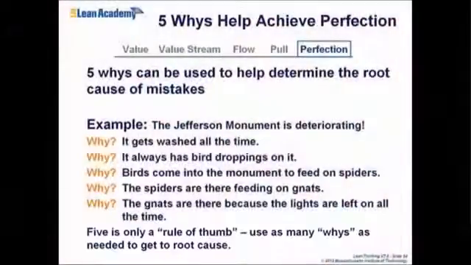Of course, I had somebody in a class a couple times ago that said, why are the lights on all the time? Because it's in a bad neighborhood. But so maybe 5 is not the right number. Maybe less is okay. Maybe you need to go deeper.